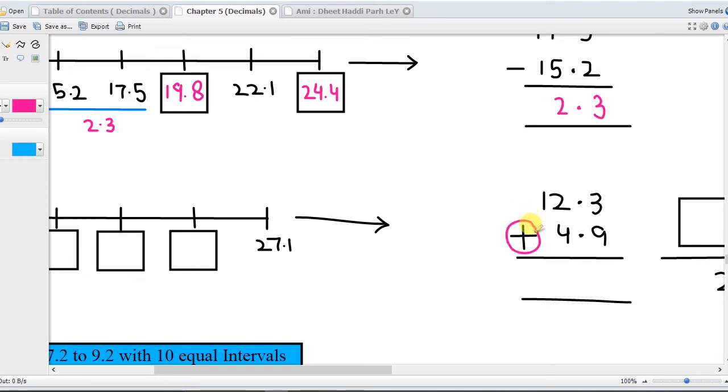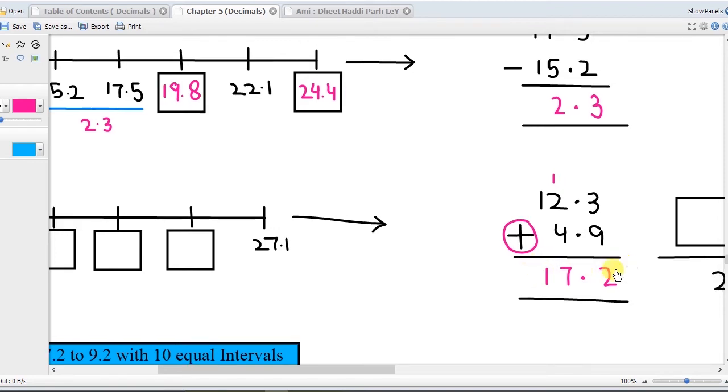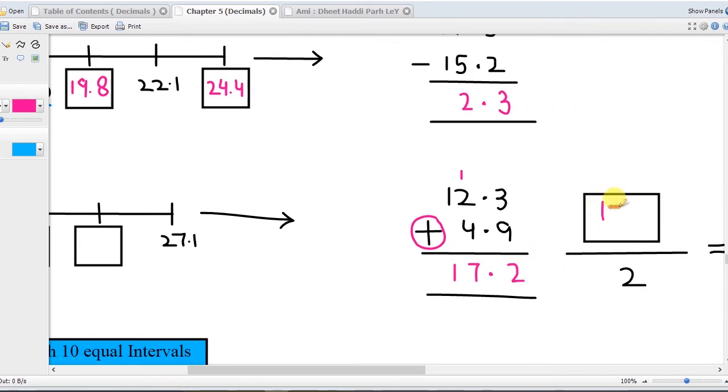Okay, remember the rule of finding the average or mean: simply add these two numbers, and whatever the result is, divide it by 2. So 3 plus 9 is 12, write 2 here and add 1 on the carry. So 1 plus 2 is 3, 3 plus 4 is 7, and this one shifts as it is down. So the number we are getting here is 17.2.